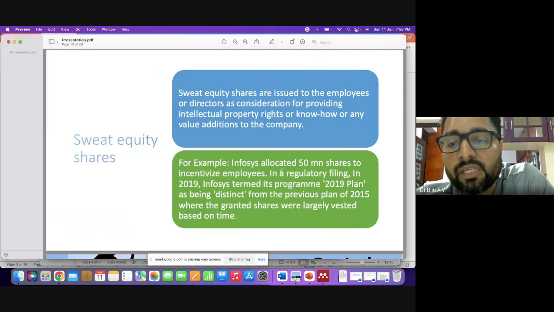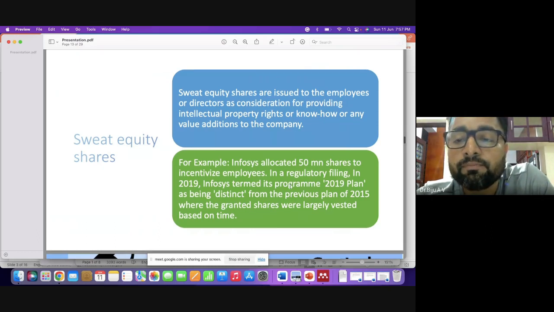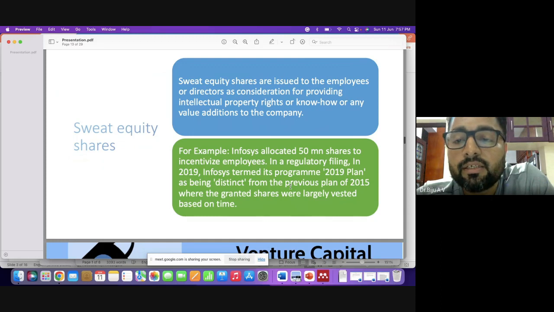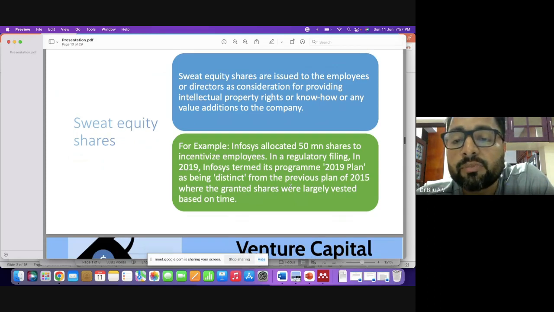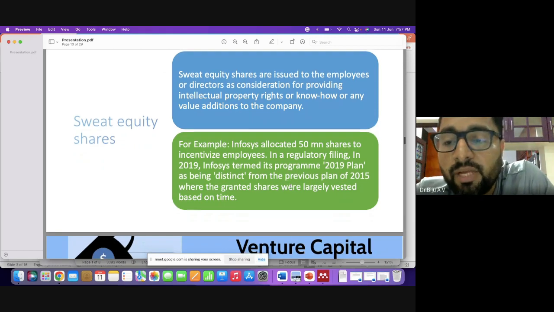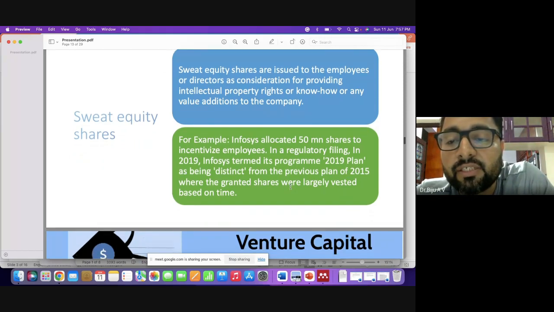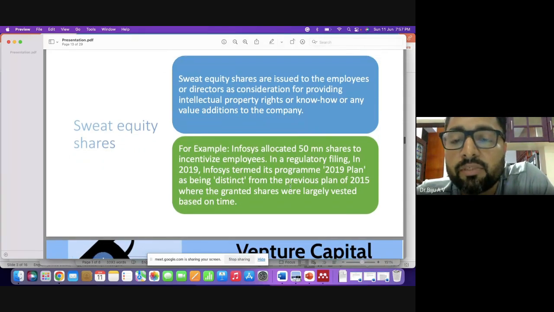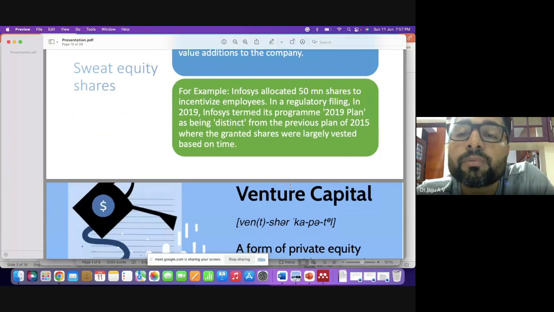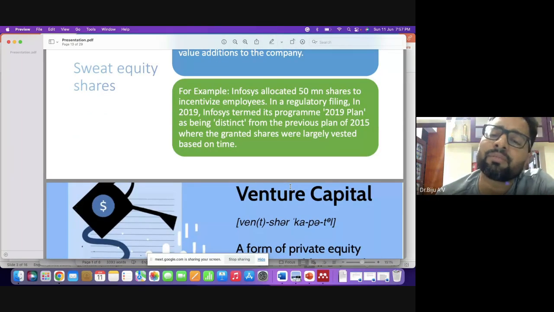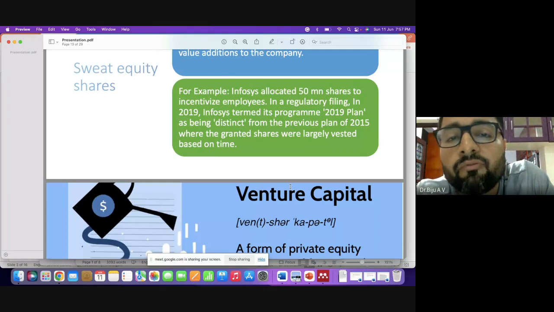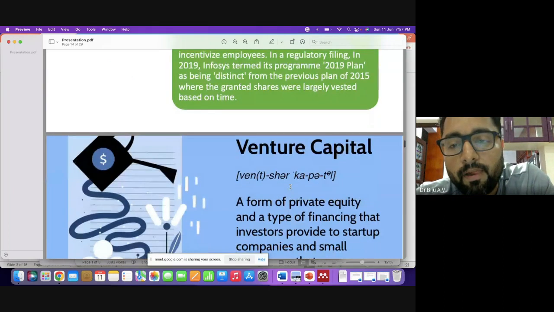For example, Infosys allocated 50 million shares to incentivize employees in a regulatory filing. In 2019, Infosys termed its 2019 plan as being distinct from the previous plans of 2015, where the granted shares were largely vested based on time. So different sweat equity options are available. Infosys is a major company in India offering sweat equity shares.